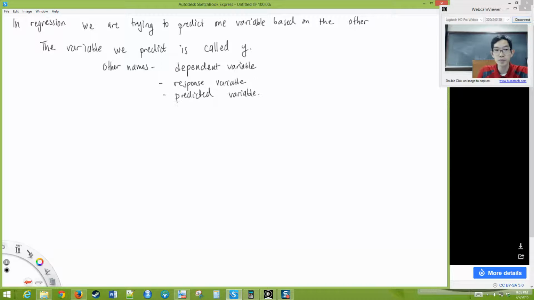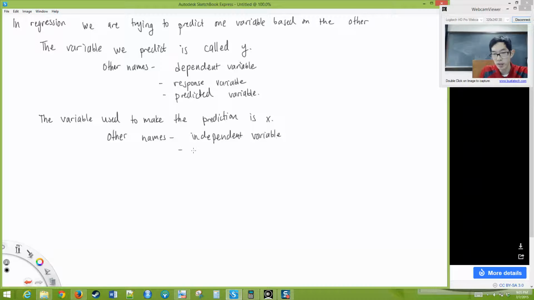And the variable used to make the prediction is x. Okay, and other names: independent variable, explanatory variable, and the predictor.